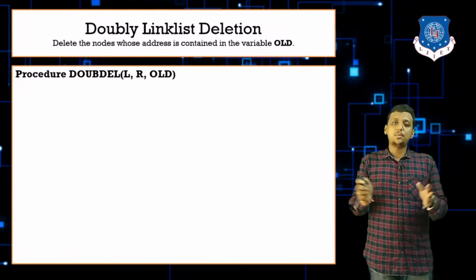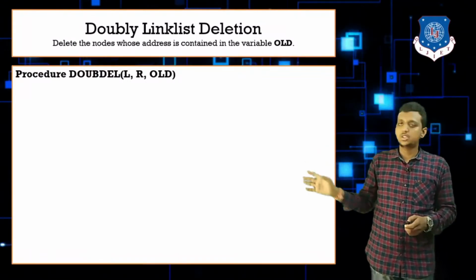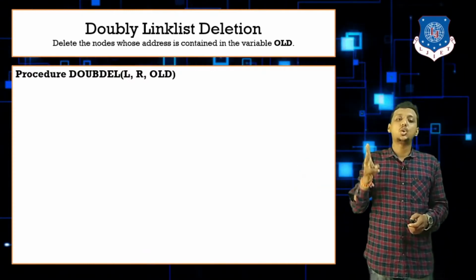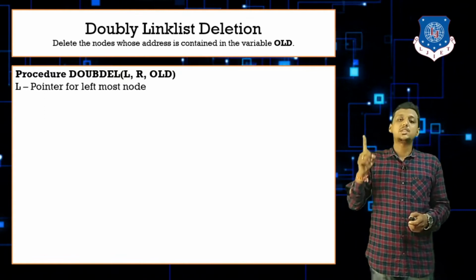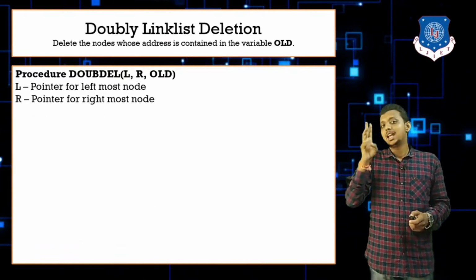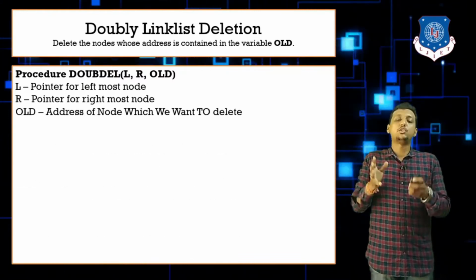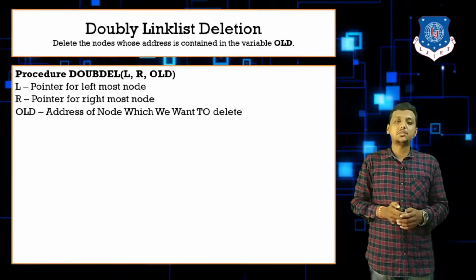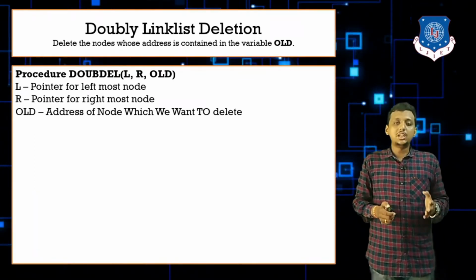For any deletion operation, students, here we have the procedure doubly delete. We have L, R and old with us. L stands for the leftmost pointer, R stands for the rightmost pointer, and old is the address of the node which we want to delete. Fine. Now let's start with the conditions. What to do in the deletion?